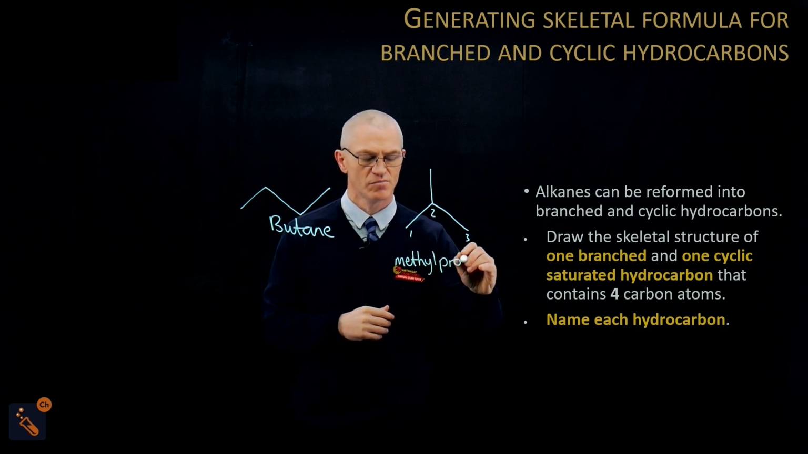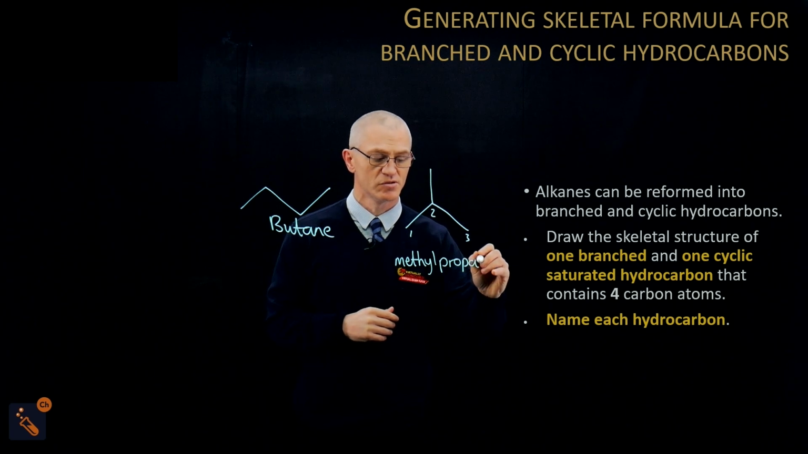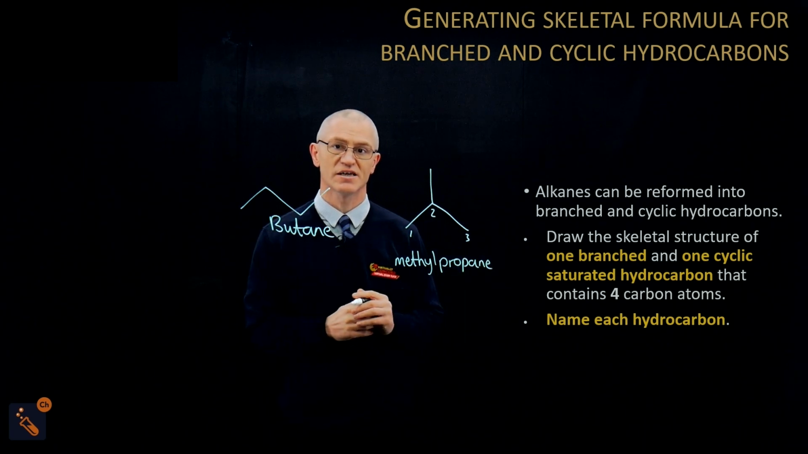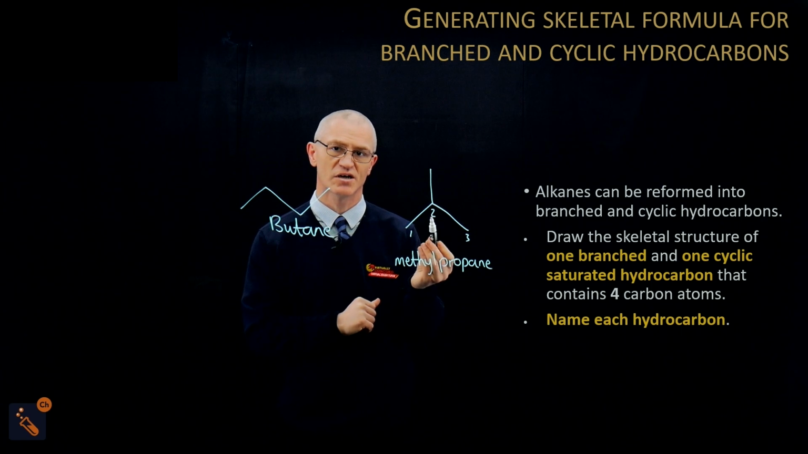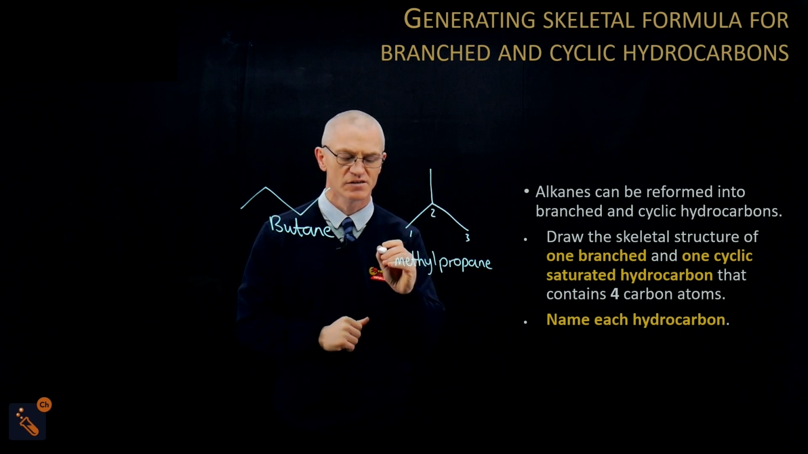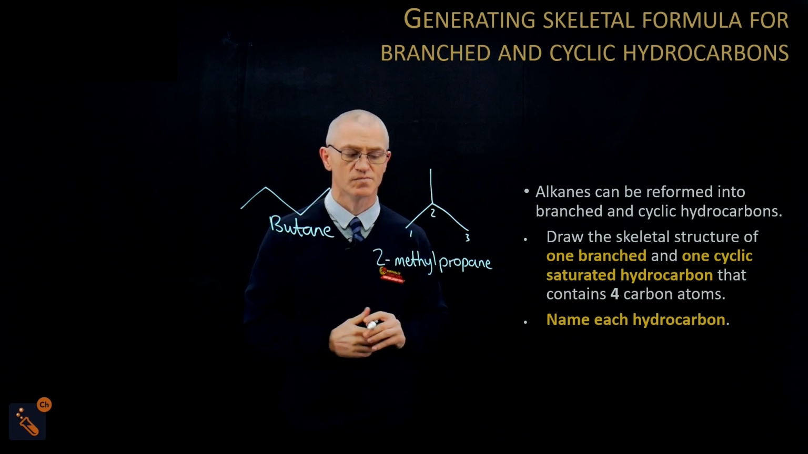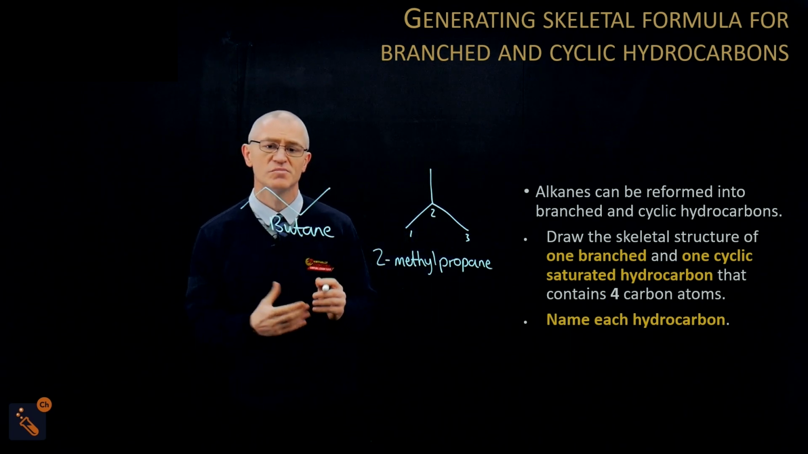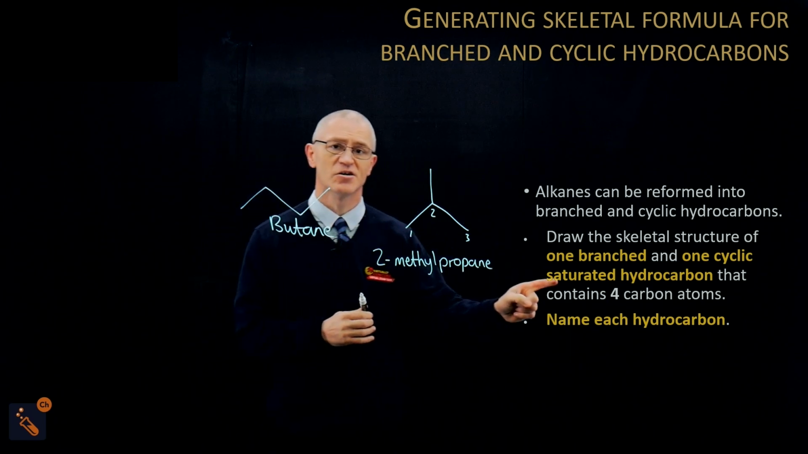And it would be methyl probe because it's 3 carbons. And it's saturated, so it's an alkane. And if we were doing it really well, we would have to put that methyl there. So that's at position number 2. So we've got 2-methyl propane, and that is our branched.